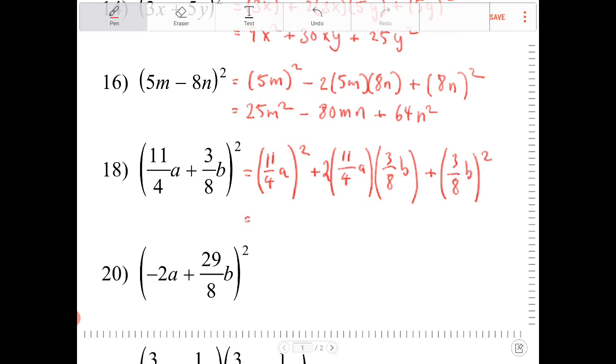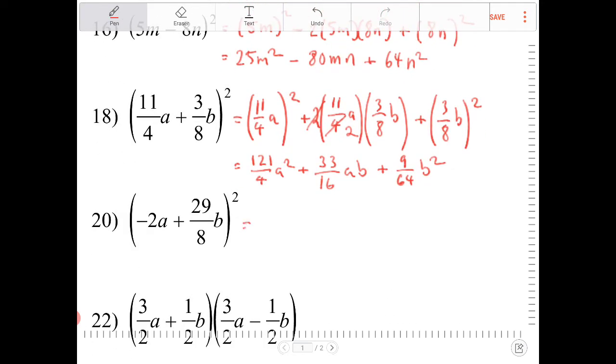And we're going to treat this no differently. So this is going to be 121/16 a squared plus, so I'm going to multiply those fractions there. 11/4 times 3/8, that's 33 over 32. However, if you notice, there are things that you can do to get away with things. I noticed that I have a 2 and a 4 there. They cancel. The 4 will become a 2. So therefore, I'm going to end up with 33/16 times ab. And then here I have 9/64 b squared.